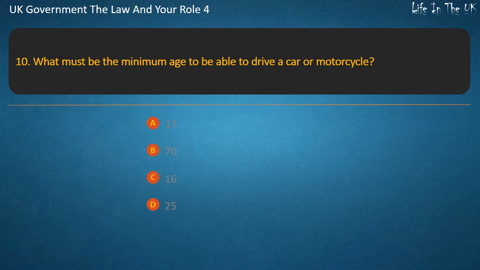Question 10. What must be the minimum age to be able to drive a car or motorcycle? 17. 70. 16. 25. Answer. 17.